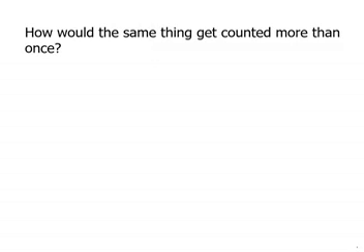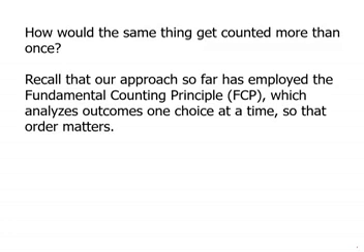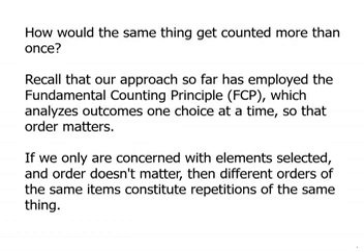How would the same thing get counted more than once? Well, one way, of course, is if we have identical items, and so when we put those identical items in different orders, you can't tell. But another way has to do with orders, whether we care about order or not. Remember that our fundamental approach so far has employed the fundamental counting principle, which analyzes outcomes one choice at a time so that order matters. Order automatically matters when we're using the fundamental counting principle. If we're only concerned about the final element selected and the order doesn't matter, then different orders of the same item constitute repetitions of the same thing.